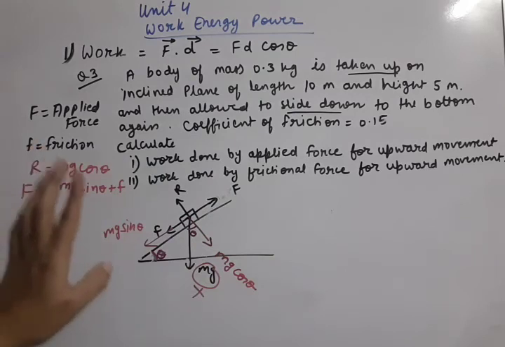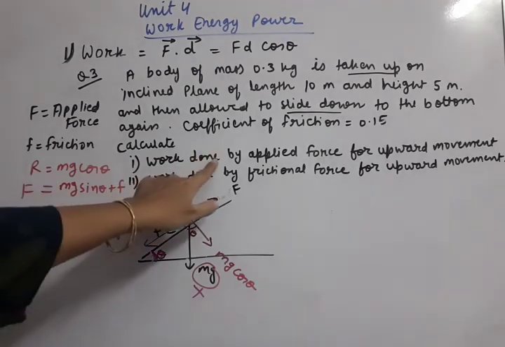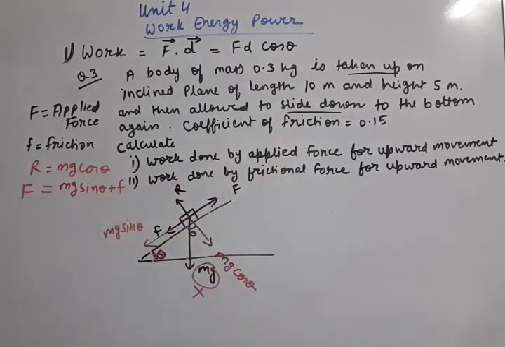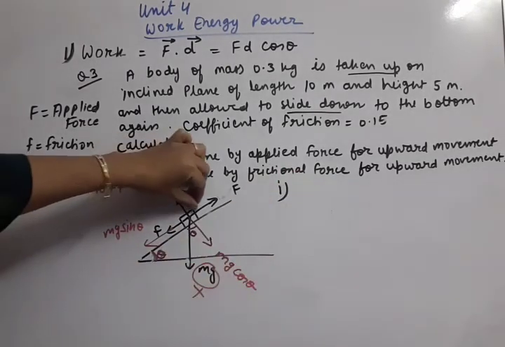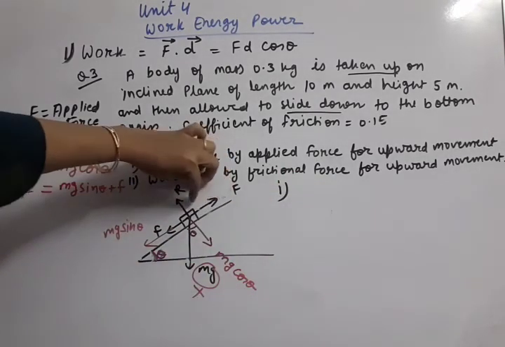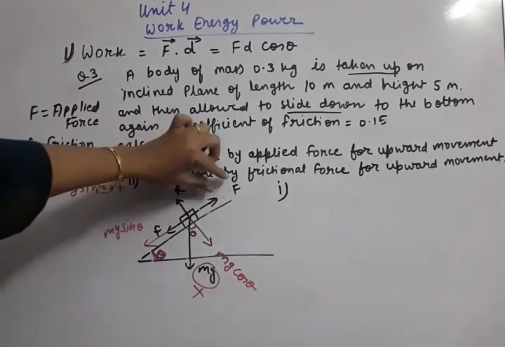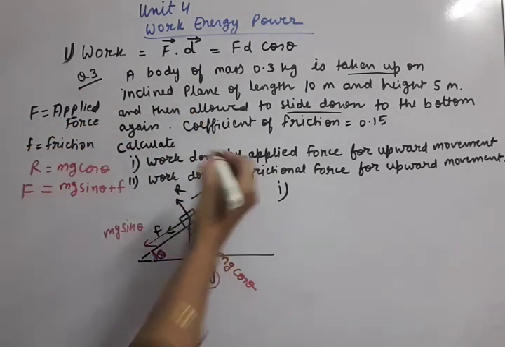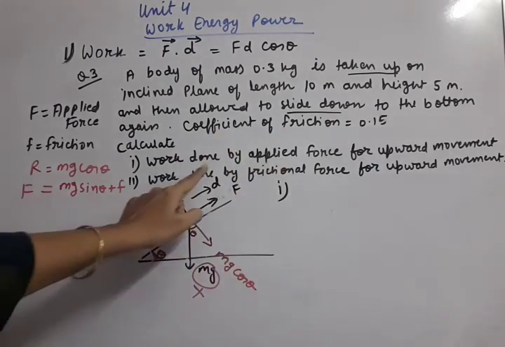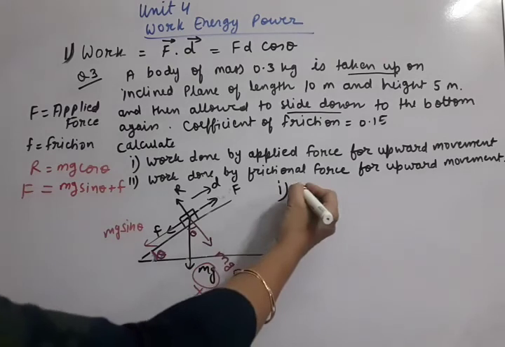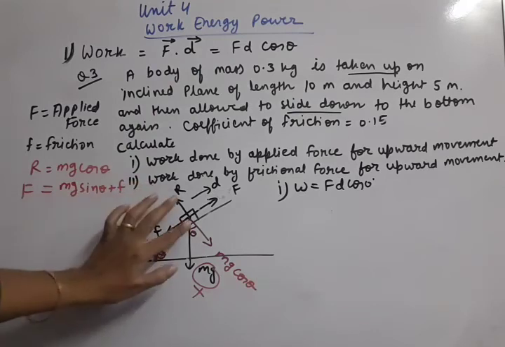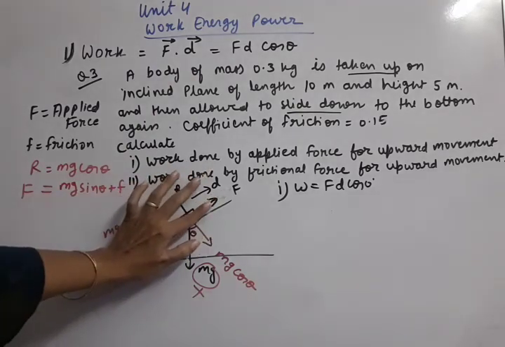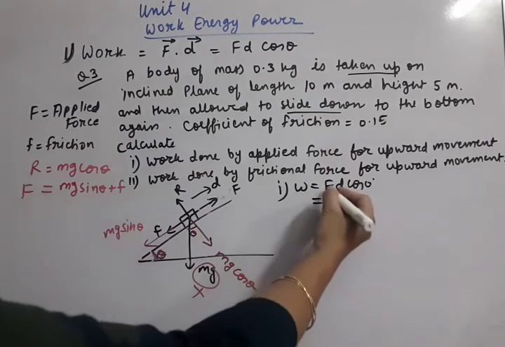Now let us see what is asked in this question. First question: what is the work done by applied force? So you see, the applied force is also upward only. This is the applied force direction and the body is also moving upward only. That means its displacement is obviously in that direction only. So F and d are in the same direction. So work done by applied force will be Fd cos 0. Because capital F and d are in the same direction, finally we are left with Fd.